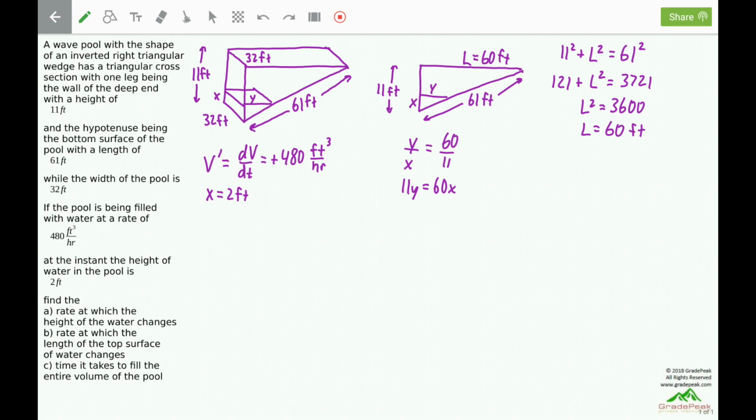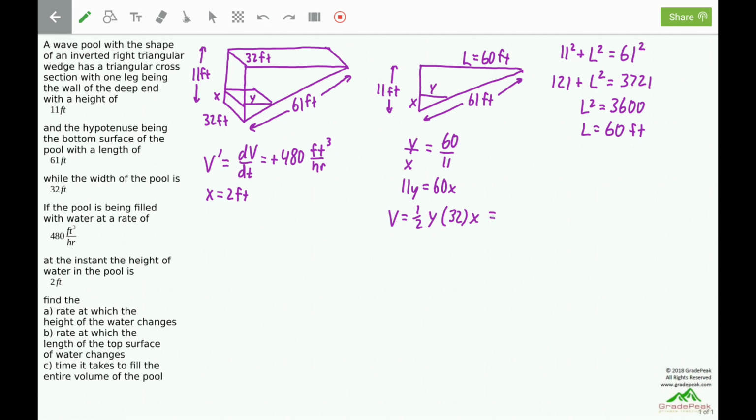Now the volume of the amount of water that's in the pool, it's a triangular wedge, and it therefore has a volume that is length times width times height times 1/2. So it'll have 1/2 times the length of it, which is y, times the width of it, which is 32, times the height of it, which is x.